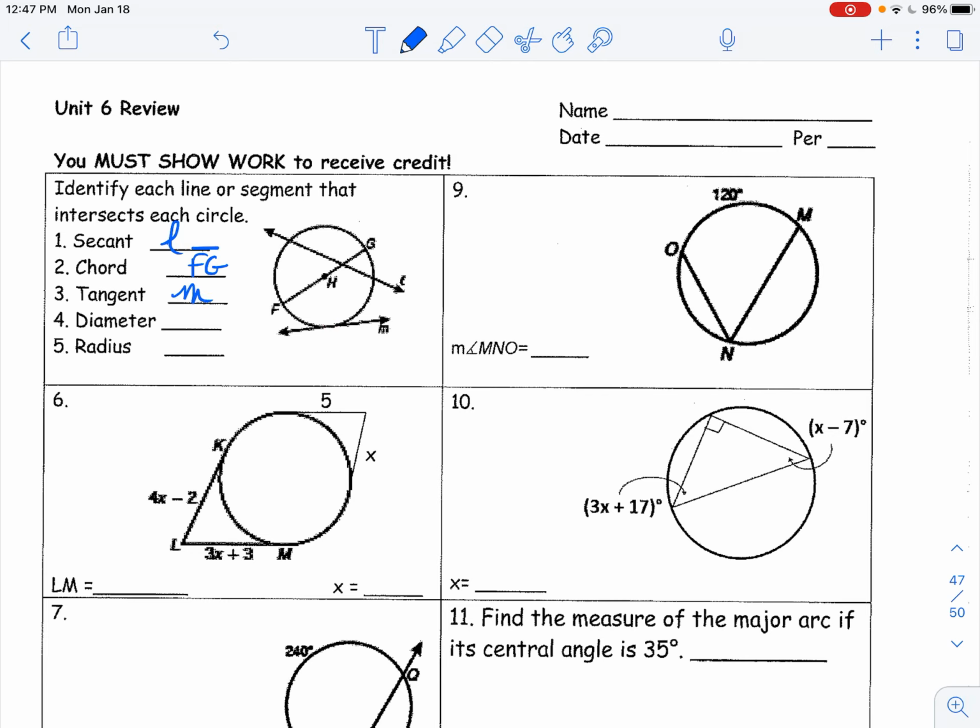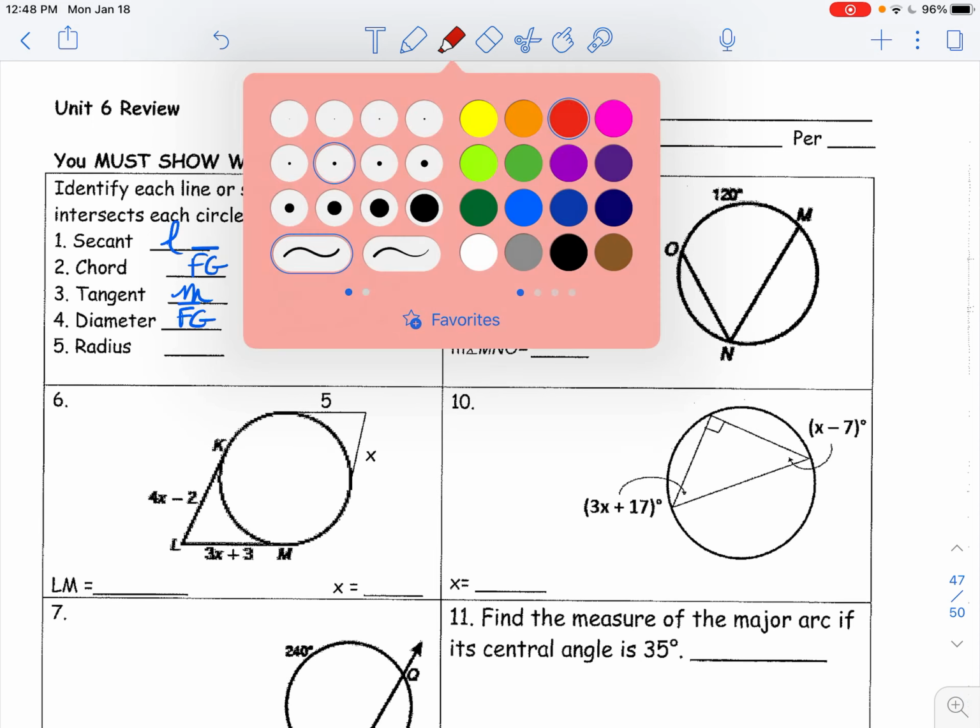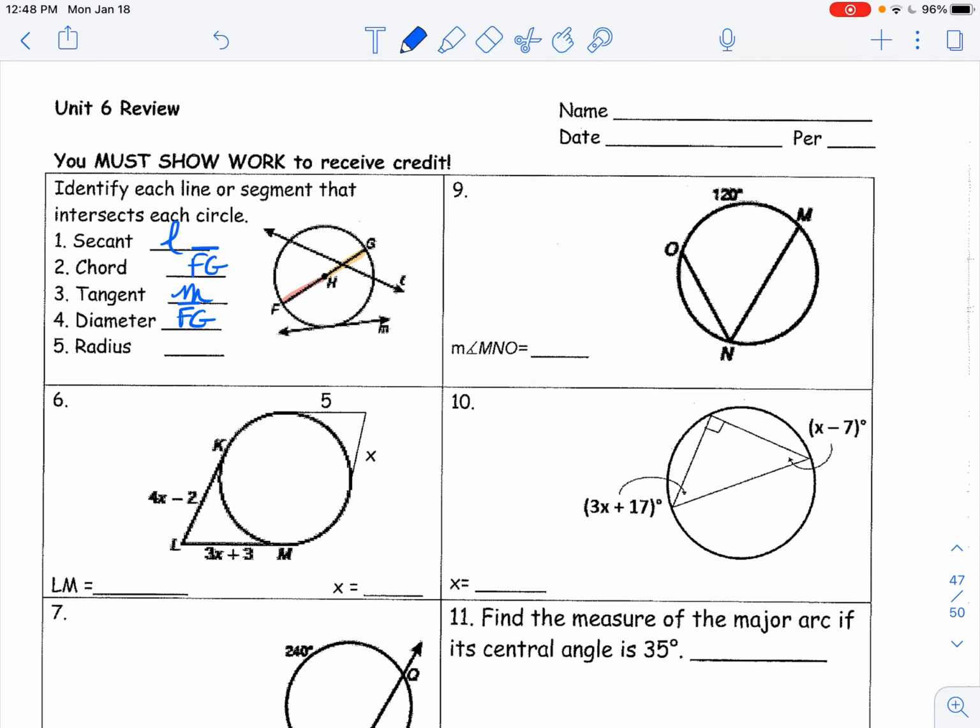The diameter is a special type of chord. It goes through the center of the circle, and in this case, that's going to be FG again. And then lastly, a radius. We have two radii identified in this circle. We could say HG is a radius, or we could also identify HF as a radius.